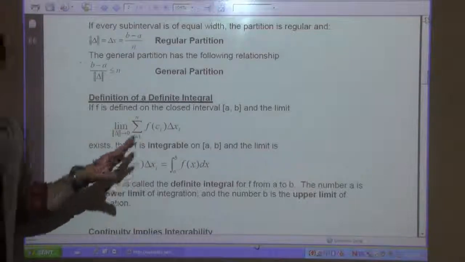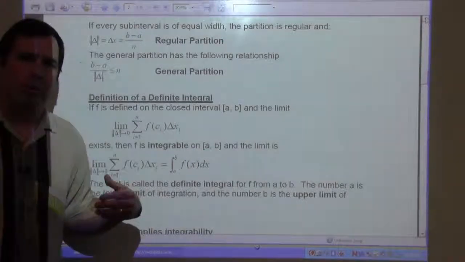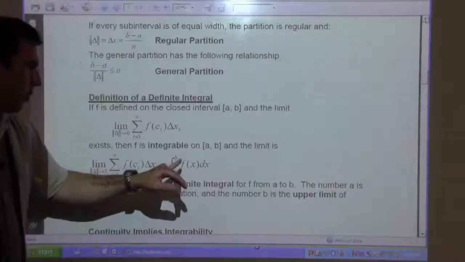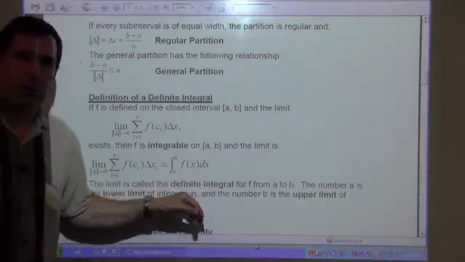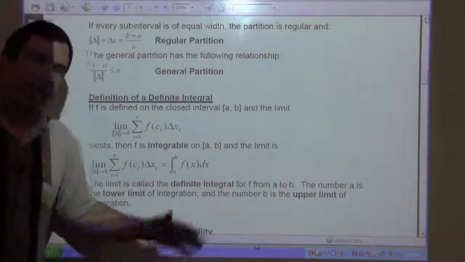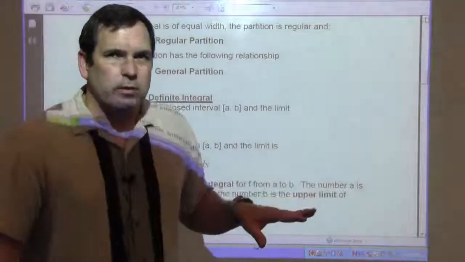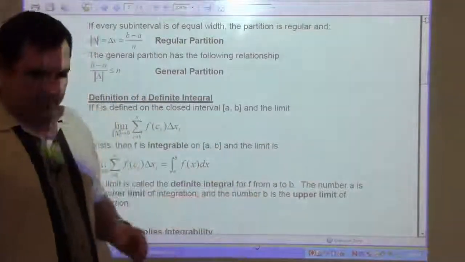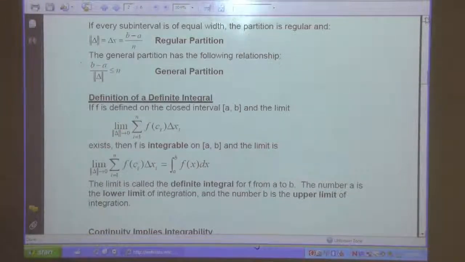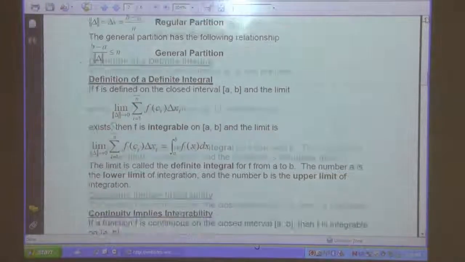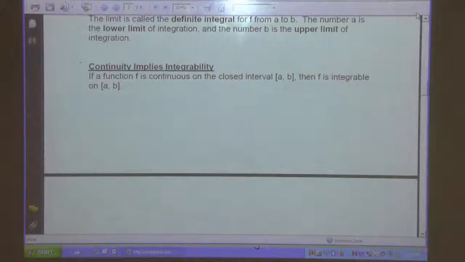Now we will do some more of these longer problems to work out, but we're going to get to the point that we could just use the shortcuts, which is sweet. That's what I was trying to get at. Like in chapter 2, we had to do the long definition of derivative, and then we got to the shortcut. So, be encouraged. Continuity implies integrability. If a function f is continuous on the closed interval from a to b, then f is integrable on the interval from a to b.